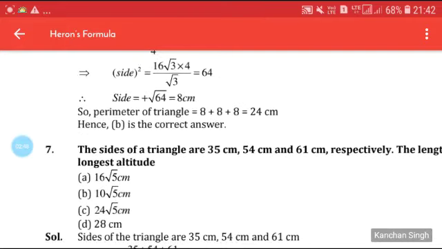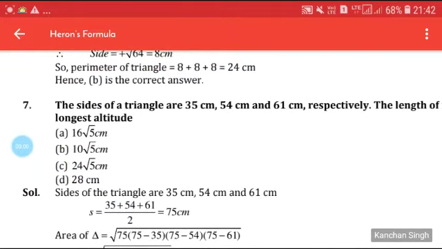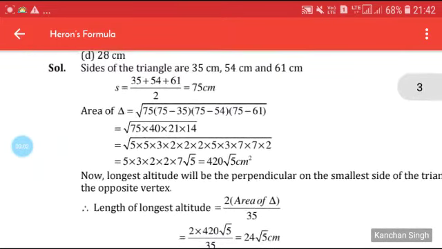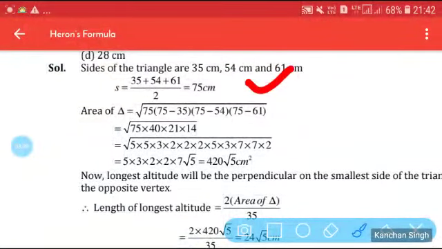Now this is your part. The sides of a triangle are 35 cm, 54 cm and 61 cm respectively. Here we have to find the length of its longest altitude. So first we have to calculate S. S is the sum of three sides, 35 plus 54 plus 61 by 2, so 75 centimeter. Then we calculate the area, and the area we got is 420 root 5 centimeter square.